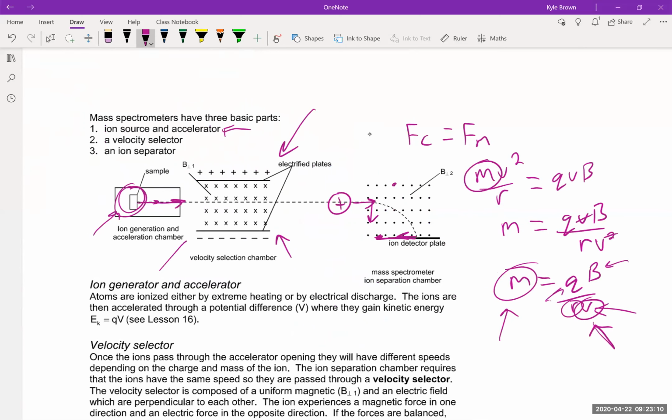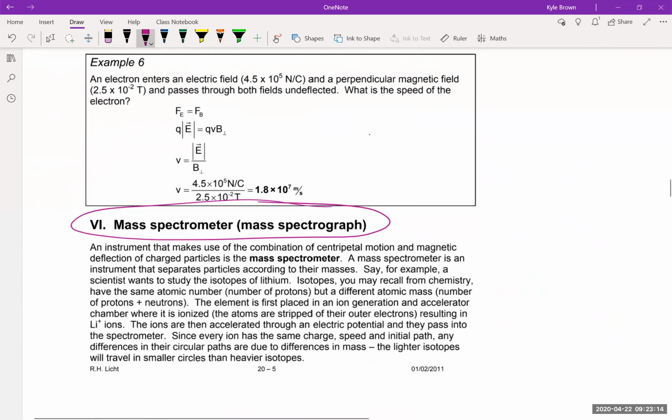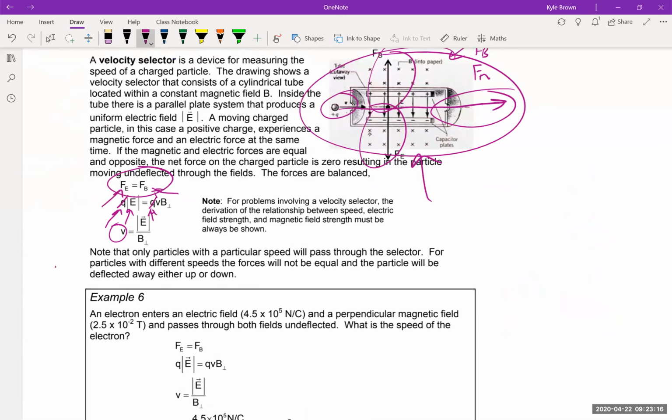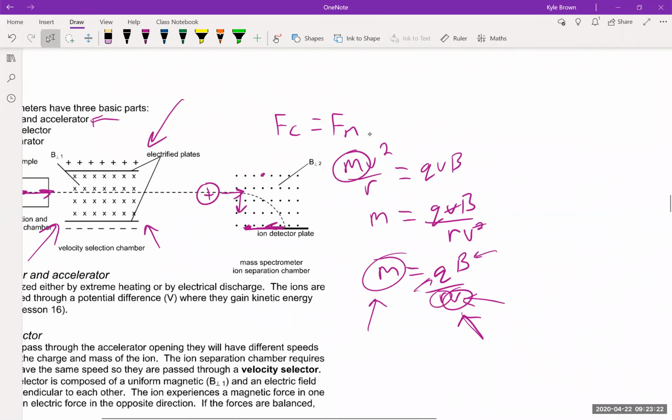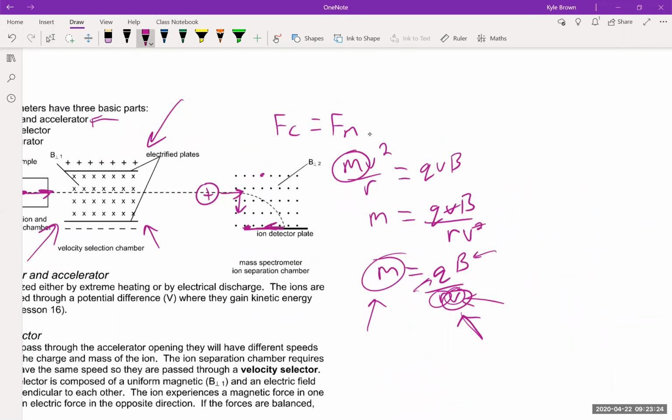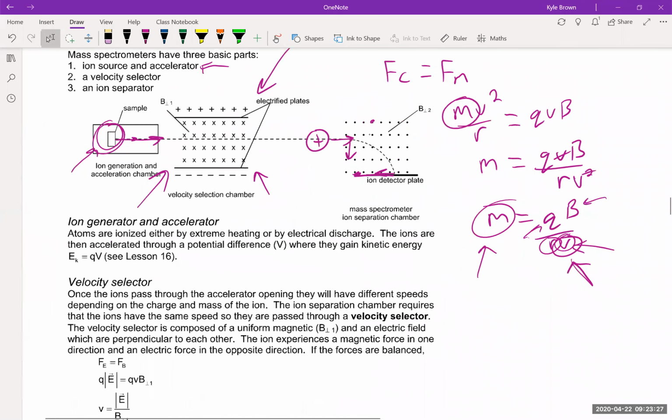That's why we need the velocity selector. So the velocity selector, just what we did up in this one above, right? On this one, we can figure out the velocity and then we're good to go. So once we know the velocity, then we can just plug that into this equation. Okay, so I know there's a lot of parts here, but let's kind of go through each one.